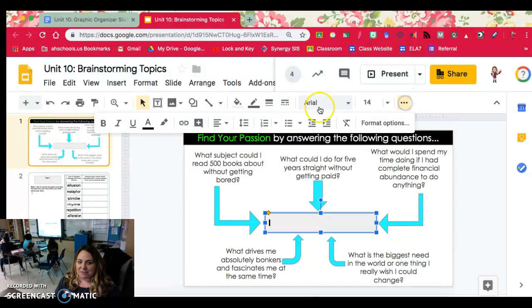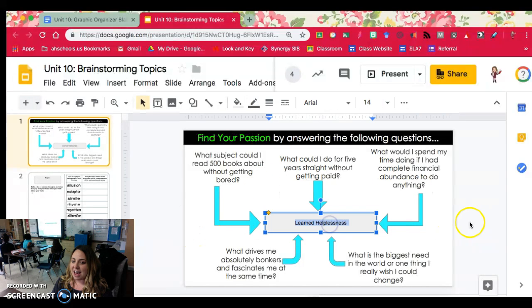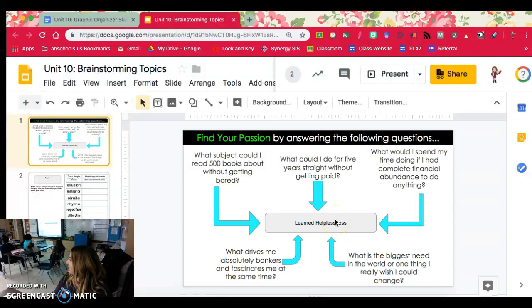is really the idea of learned helplessness. Have you guys heard that term before? Yeah. No. All right. Well, I have a lot of thoughts about learned helplessness. It's something that I've learned a lot about, and it could be something that would make a good message for other people. So I'm going to just take that idea and go with it.